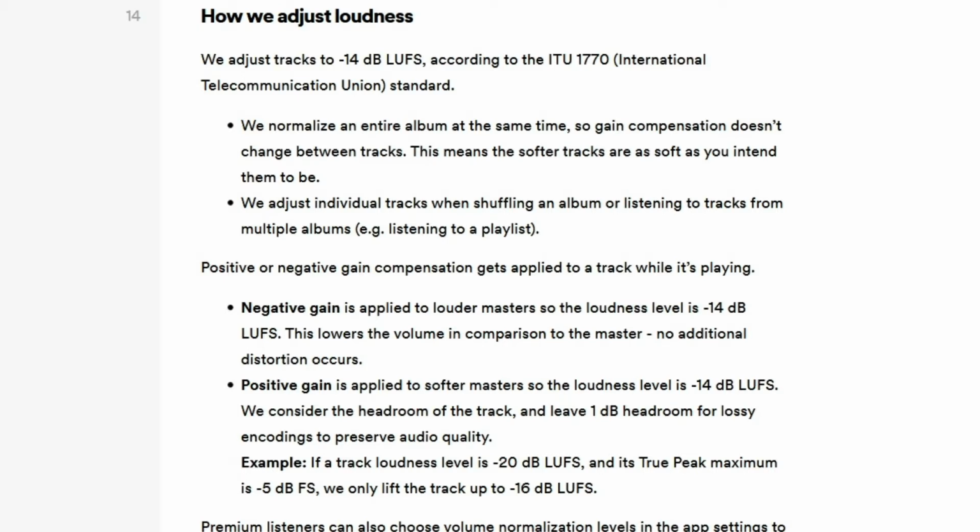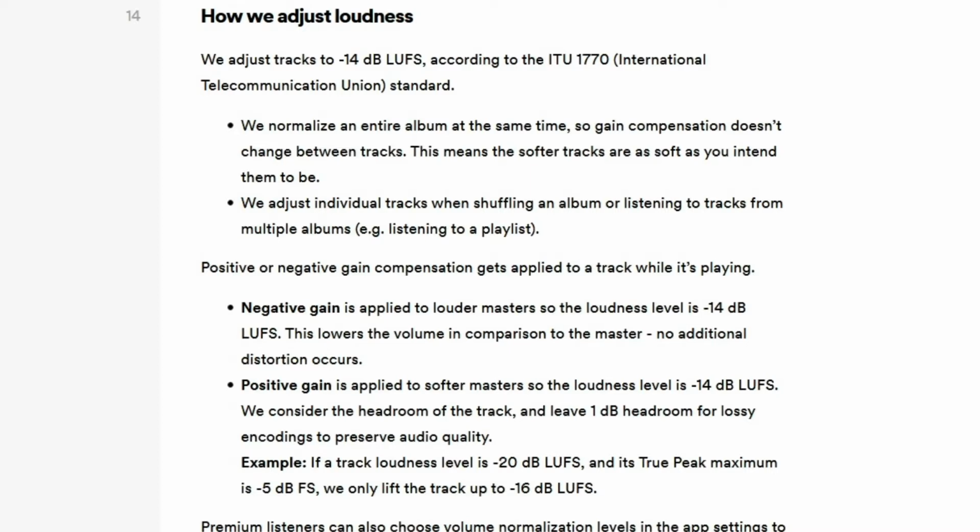They normalise an entire album at the same time, so any gain compensation doesn't change between tracks. This is very important because if you master the entire album or EP, and you want to ensure you've got that dynamic change in between the tracks, then that won't be affected. However, it does say that they adjust individual tracks when shuffling an album.